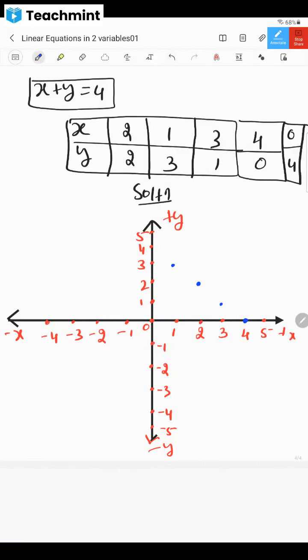This is (4, 0), because on the x-axis I have moved 4, and y is 0, which means what? I am neither moving above nor moving below. So moving above and moving below are not there. So on the x-axis, everywhere y is 0. If you are moving on the complete x-axis, everywhere y is going to be 0, or not? So that's why it is going to be (4, 0), whatever I have written.